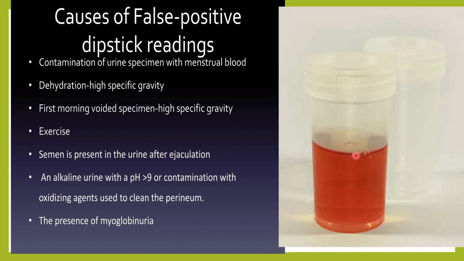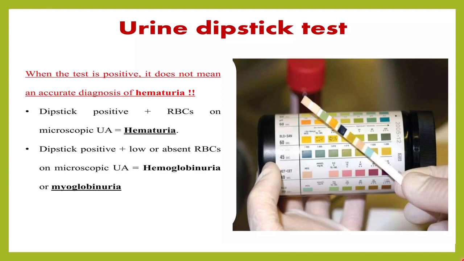Suppose if the patient is dehydrated and the urine is having a very high specific gravity, then also you can get a false positive result. Sometimes because of exercise etc., you might get a false positive result. Sometimes if the urine sample is contaminated with semen, then also you will get a false positive result. So just don't think that if you got a positive result it always means blood. It can be because of hemoglobinuria and also myoglobinuria.